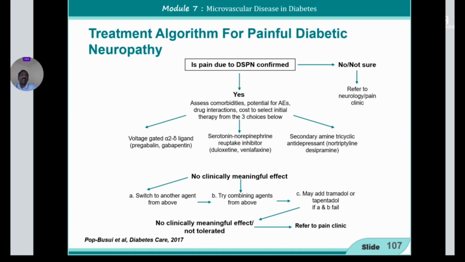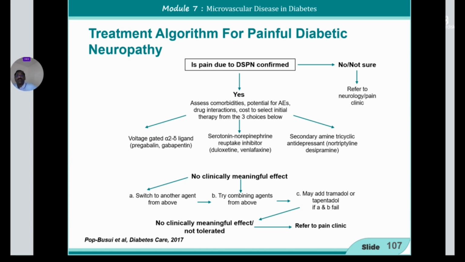So now this is the treatment algorithm for painful diabetic neuropathy. Is the pain due to distal symmetrical polyneuropathy confirmed? No. So refer to the pain clinic. Yes, in your diabetes, it is all because of diabetic distal symmetric polyneuropathy. Assess the comorbidities, the potential for adverse effects, drug interactions, and cost, to select the initial therapy from the three choices below.